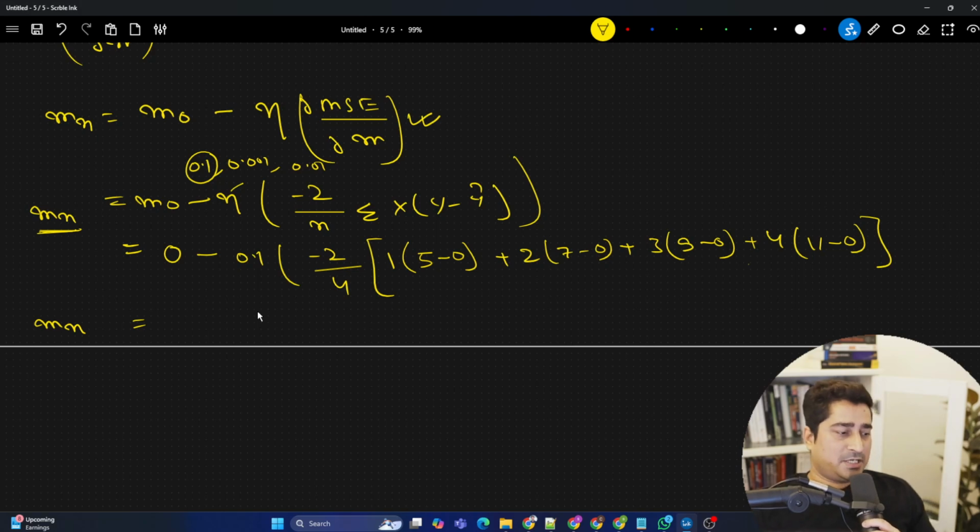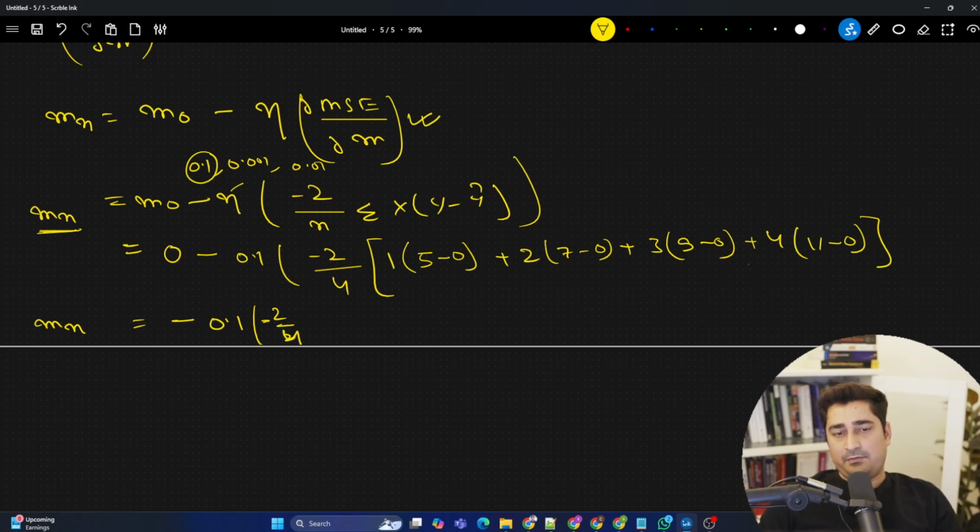M new. Initially I started with m equal to 0, right? Now with the help of this equation, I'm trying to find out a new value of m. So anyone, guys, who can do the math for me? It's going to be ideally 0 minus, or I can say minus of 0.1 into 2 by 4, negative, and summation of 5 plus 14 plus 27 plus 44. Now it became more easy. So what is the value of m, guys?